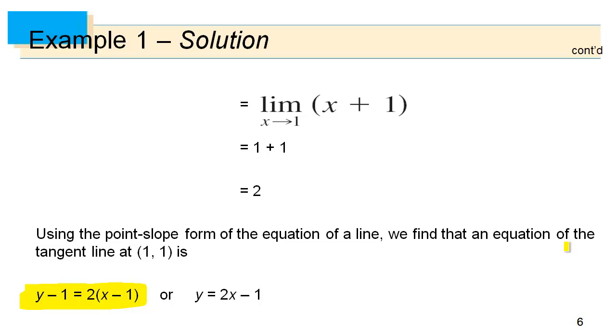y minus y1 equals m times x minus x1. You plug in the m, you plug in the y1 and the x1, and then you just move things around until it's in the more commonly used y equals mx plus b form, and there is the equation of our tangent line.